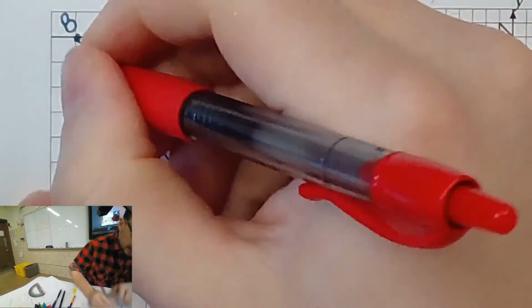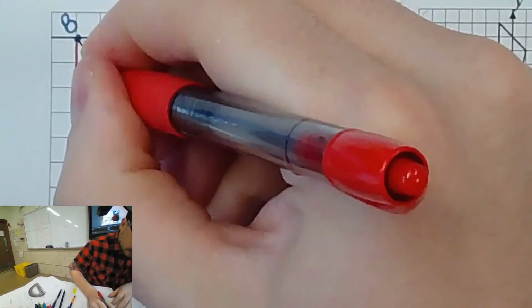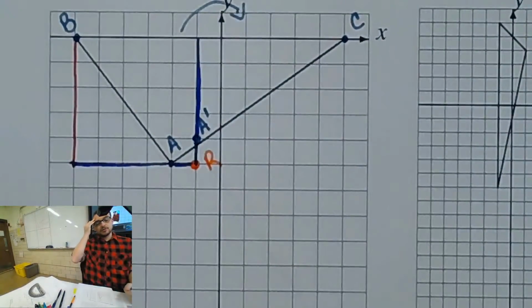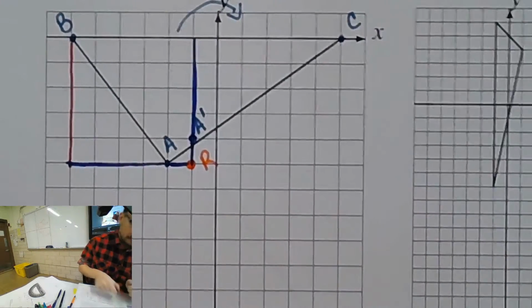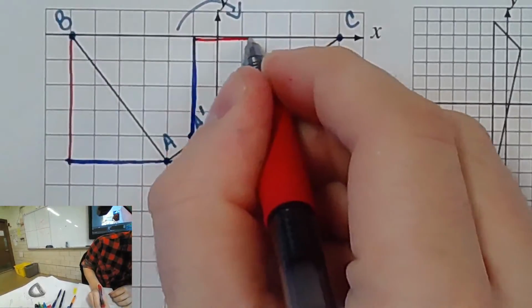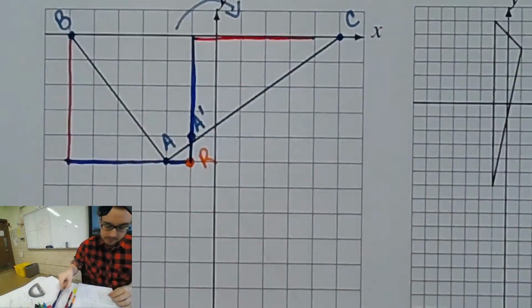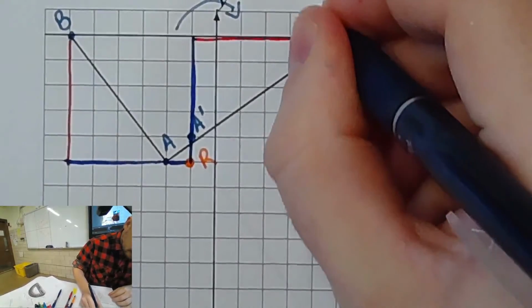And then we're going to extend out this red leg that is also 5. Now what direction is the red leg going to go? If we turn it 90 degrees, it's going to be horizontal, but is it going to go to the right or the left? To the right. 1, 2, 3, 4, 5. So now we have B prime.